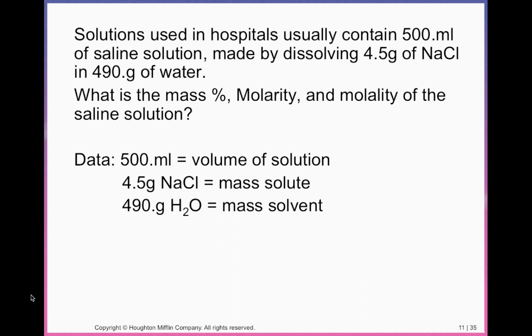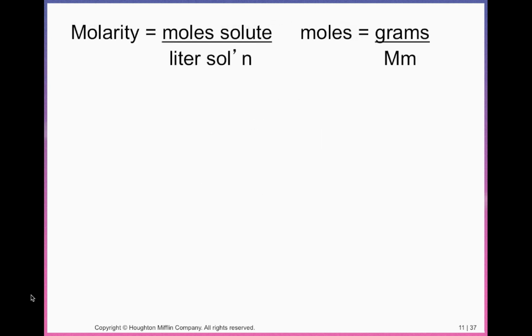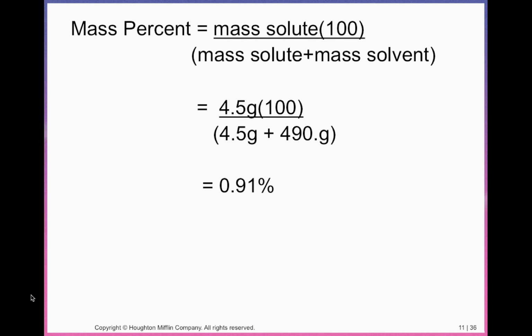All right, so we'll first find the mass percent. So here's our formula. We just have to plug in our values. So we're going to have 4.5 grams, that's the sodium chloride. And now remember, the solution is the sum of the sodium chloride and the water. Oops, let me go back to that, and we get 0.91%. Pretty straightforward. So make sure that you have enclosed the masses in the denominator in parentheses. Otherwise, you're going to get a wrong answer.